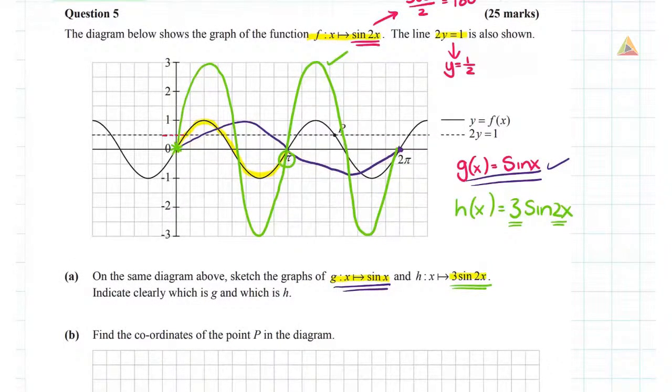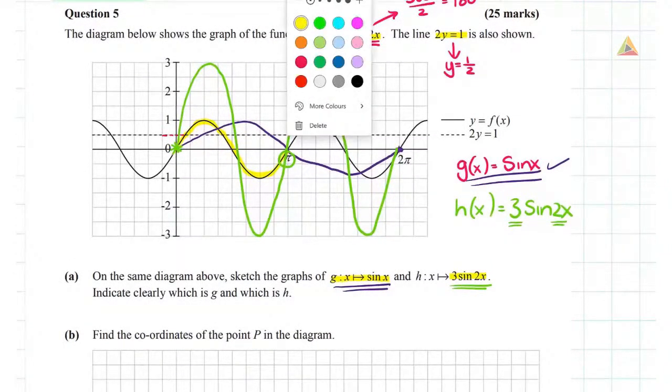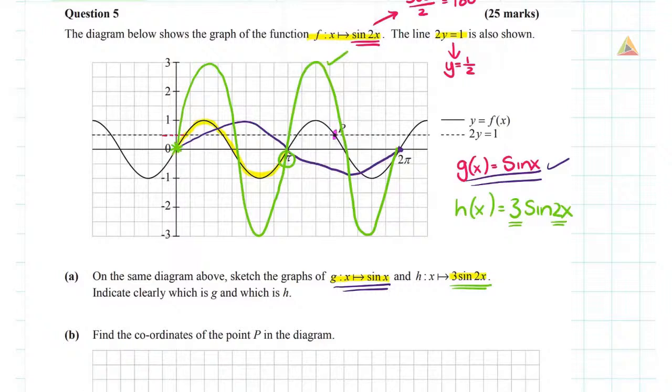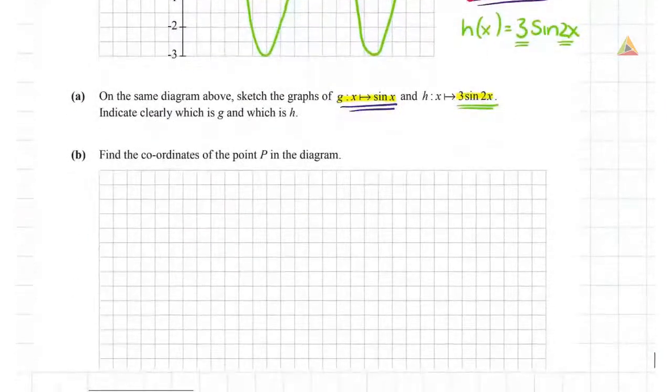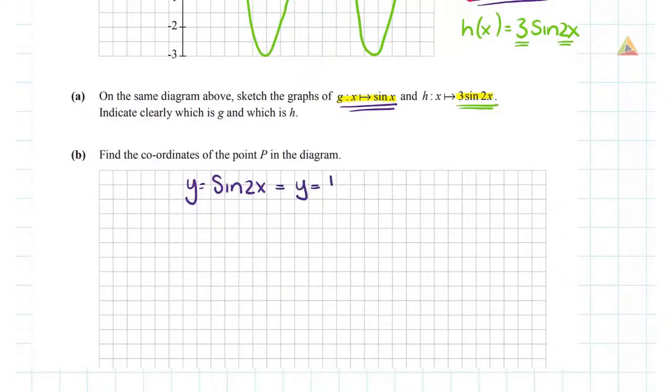So if we just look back at where the point P was to start with, it's right there, that point there. And you can see it's where your function f of x meets that line there, which we know as y equals a half or 2y equals 1. So what we're interested in for part B is where my function y equals sine 2x is equal to the function y equals a half. In other words, it's where sine 2x is equal to a half.